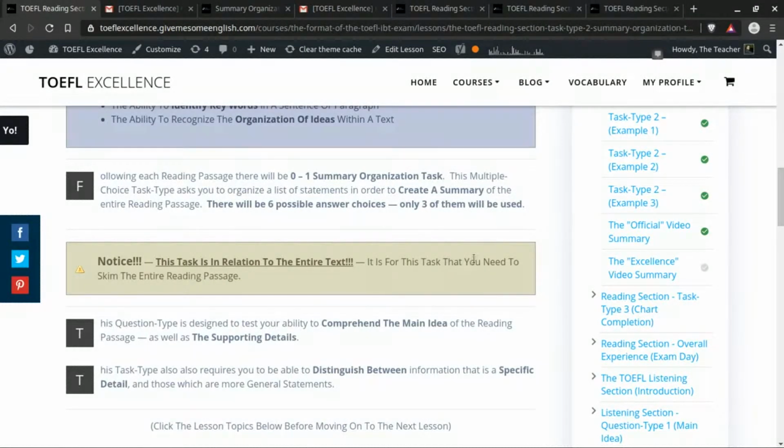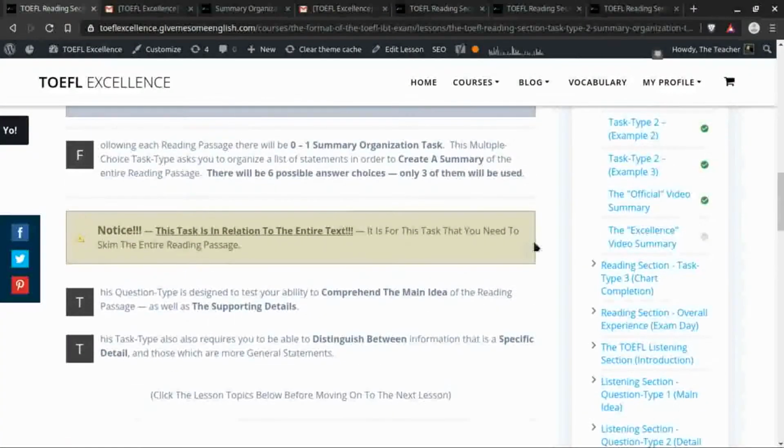All right, so one of the things which is really unique about this is that even though you are providing a summary of the entire reading passage, you don't need to put them in the correct order. So you don't need to put them in the order of when the things happened within the reading passage. You just need to choose the statements which represent a summary statement. Now, you'll have at least one of these summary organization tasks in the entire reading section. You might not get one with every single reading passage, but you will definitely have at least one of these task types within the reading section.